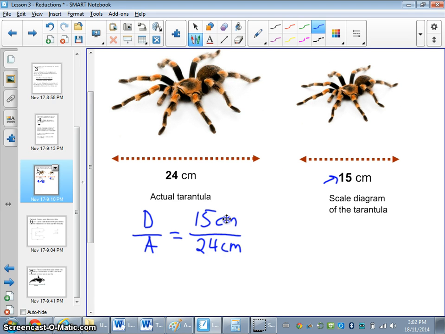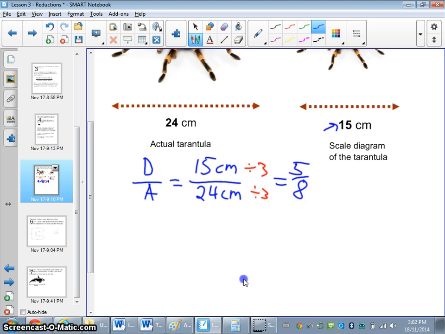We can reduce this fraction and leave it as a fraction. So let's do that. I can see right away both of them can be divided by 3. Then we get 5 over 8. Okay, so that means the diagram is 5/8 the size of the actual spider.